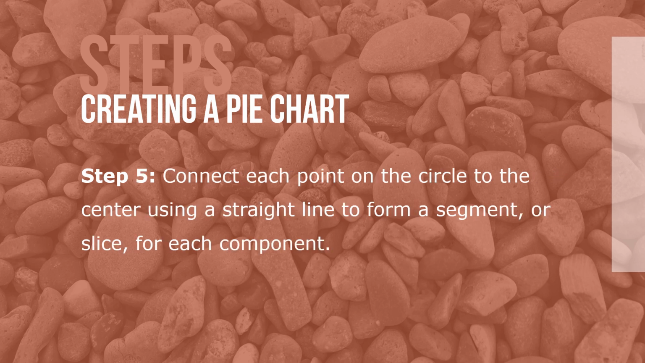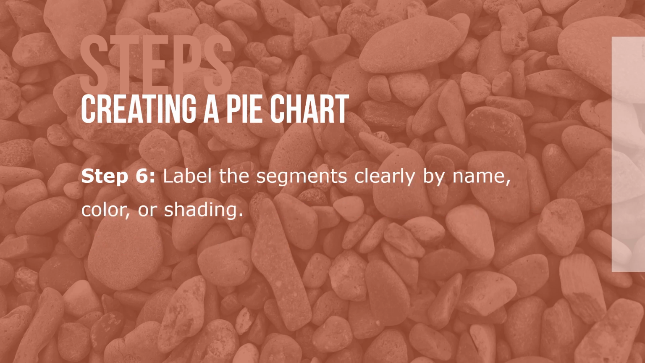Step 5. Connect each point on the circle to the center using a straight line to form a segment or slice for each component. Step 6. Label the segments clearly by name, color, or shading.